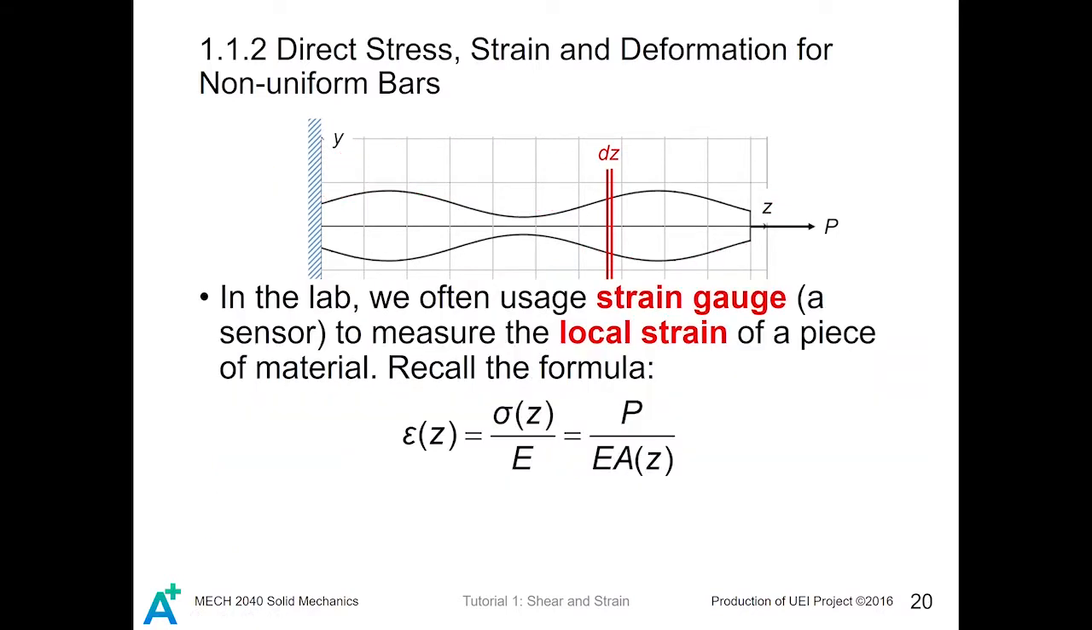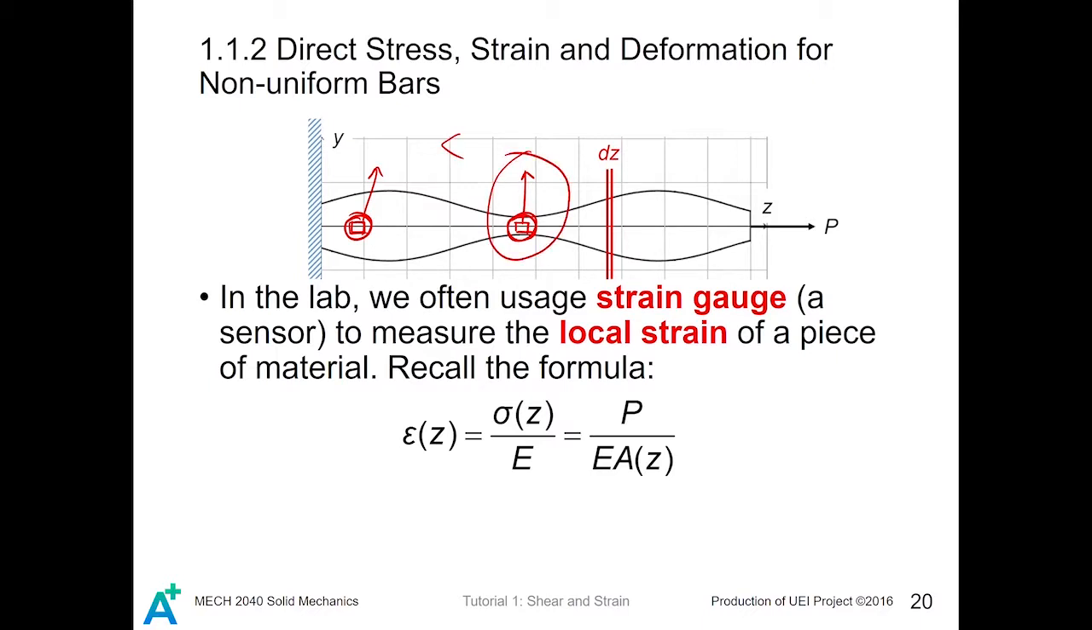However, one thing you have to know is that in the lab or in the problems we are going to solve in this course, we will often see a term called strain gauge. What is a strain gauge? A strain gauge is a sensor to measure the local strain of a piece of material. So for example, if you place a strain gauge here and another here, there are two sensors detecting the local strain at those particular points, and they will give you a reading. Which one do you think the reading will be bigger? The answer is this one will be bigger.